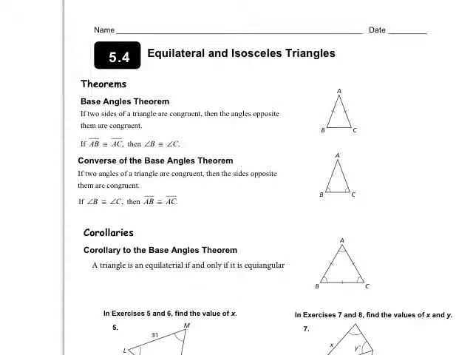All right, guys, let's speed through these notes. Pretty straightforward stuff here. So base angle theorem. If we have a triangle where two sides are congruent, what do we call that again? Isosceles. Good. So we have an isosceles triangle with two sides being congruent. That means the angles opposite those sides are also congruent.